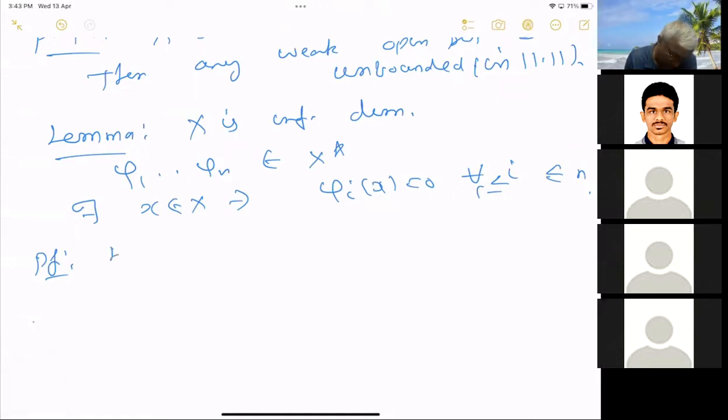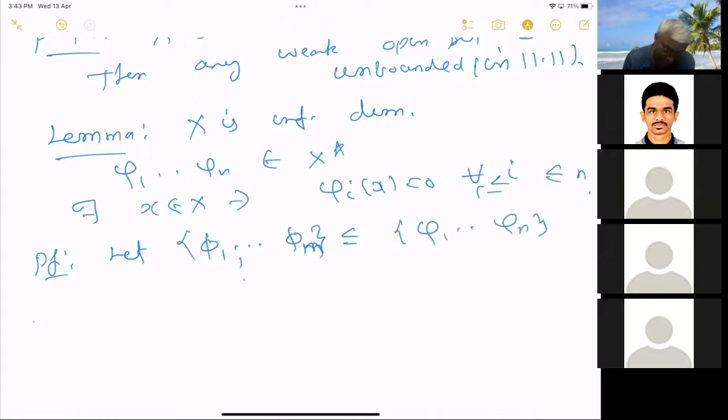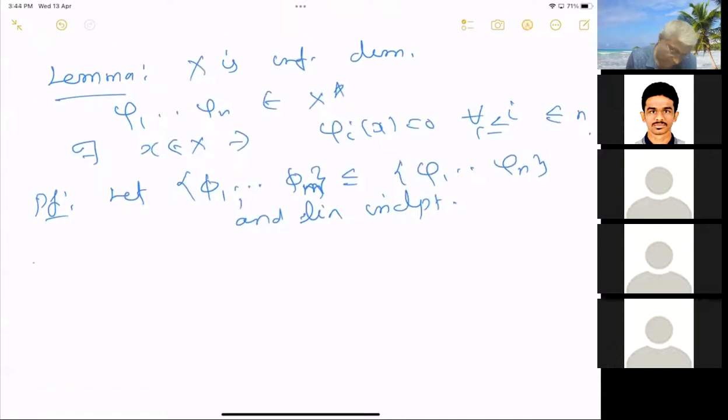So let phi1 up to phi m be contained in phi1 up to phi n and linearly independent. That set may not be linearly independent, so I'm taking a linearly independent subset of it. Since X is infinite dimensional, X star is also infinite dimensional. If X star were finite dimensional, X double star would also be finite dimensional, which would mean X is finite dimensional, which is not possible. So X star is infinite dimensional.